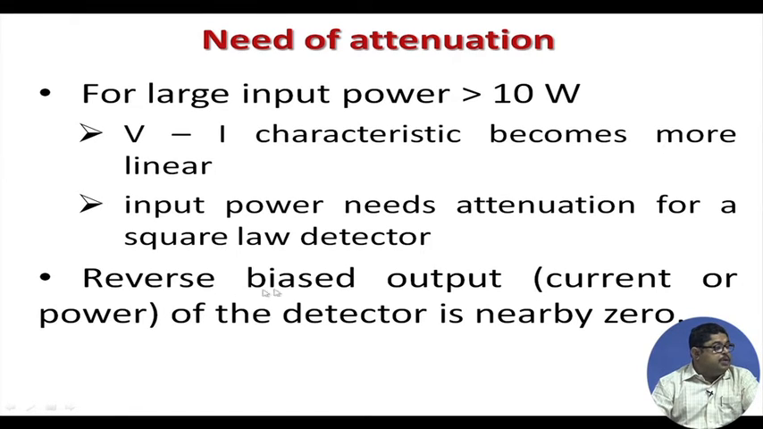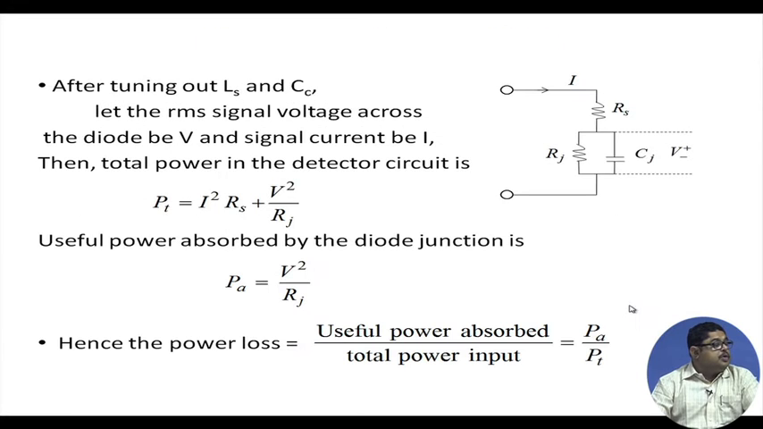And obviously, in the reverse biased case, that means when you have reverse biasing in the on off modulation, that time the detector does not give any current, so nearby 0. Now, as we said, we can tune out externally that Ls and Cc, but this circuit remains.